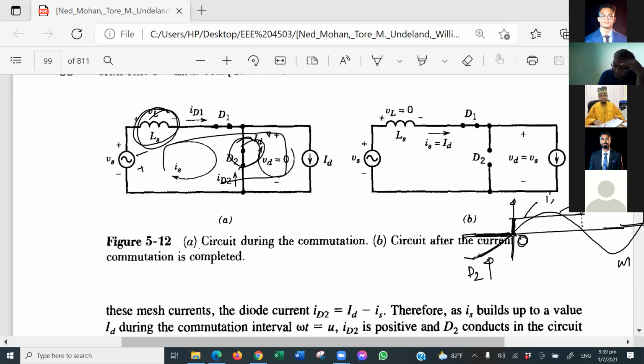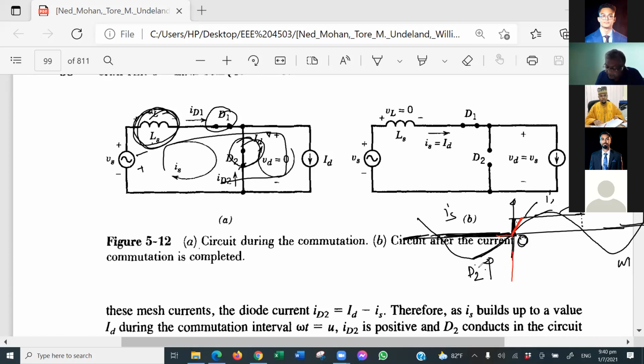Yes, sir. D2 was conducting in the negative half cycle. So if D2 was conducting, IS should be 0, right? And here it got the positive voltage, so D1 is already forward biased and D2 should be reverse biased. But the current will not build up immediately; it will take some time, because the current through the LS does not change immediately. The rate of change of current takes time to build up, so it will build up like this.